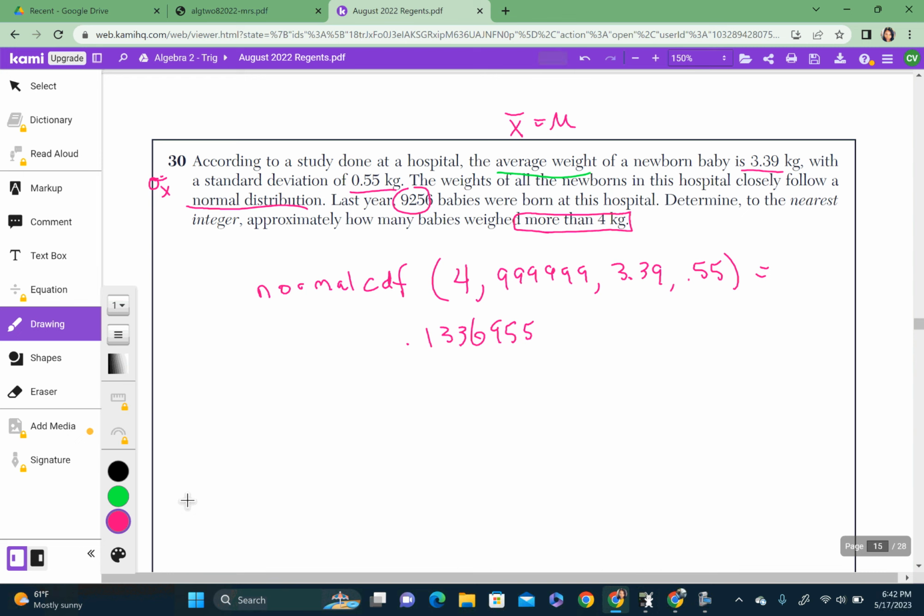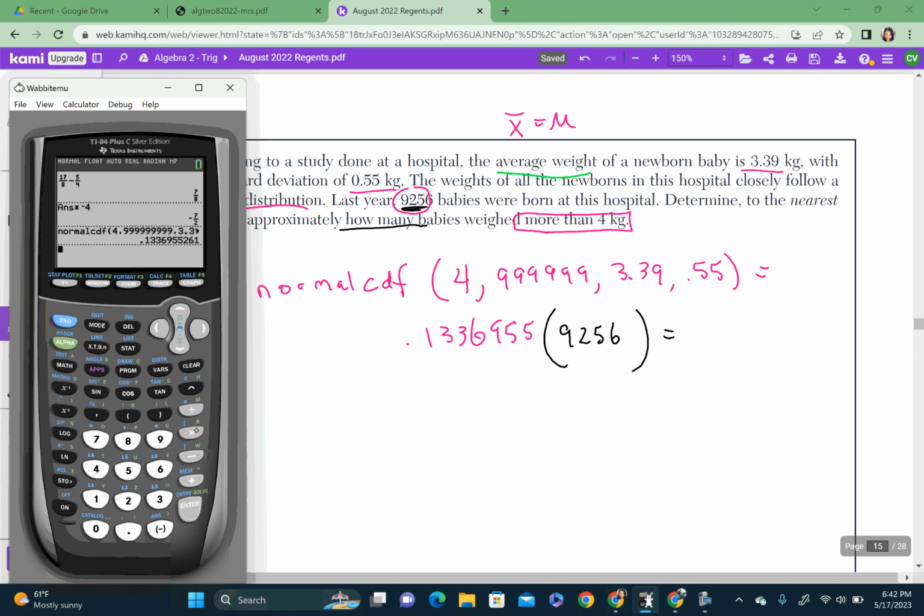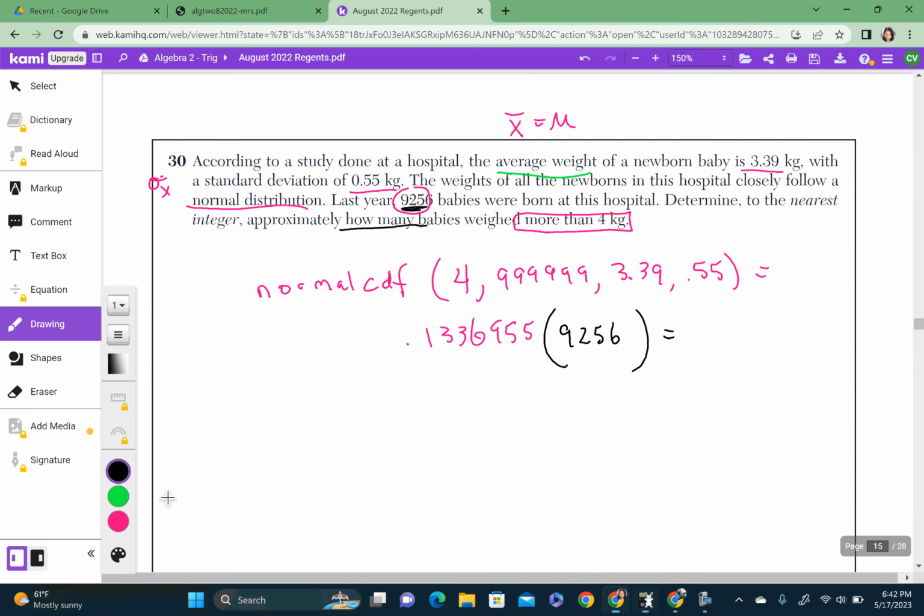Okay. So now as we read the question, it doesn't just tell us to get a probability or a percent, right? It says how many babies. So as soon as it says how many babies, we have to take this number and multiply it by the total number of babies, which is 9256. So I take my calculator, hit times, put 9256, hit enter, and that's about 1,237 babies. The reason I rounded it like that is because it says to the nearest integer.